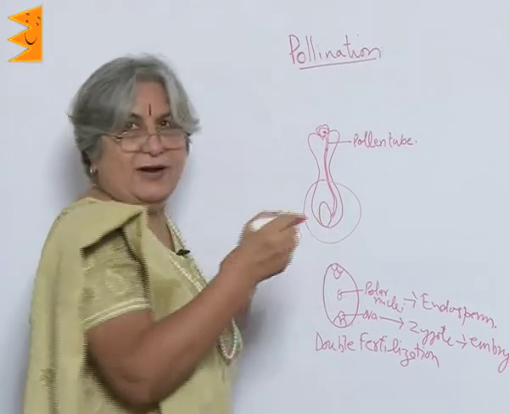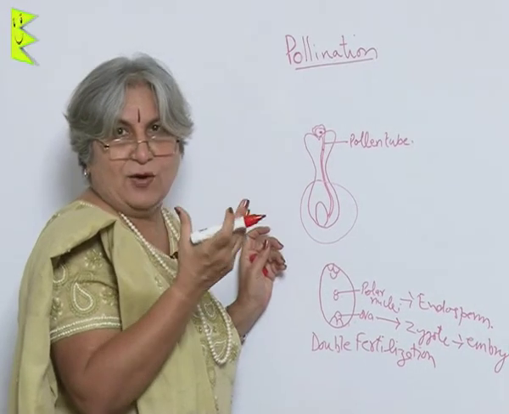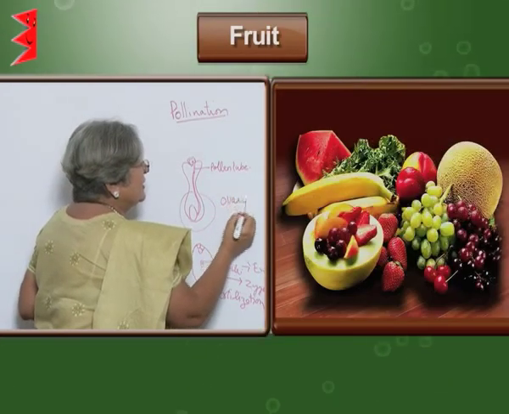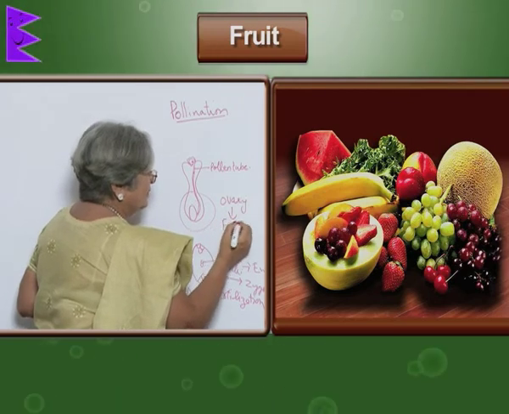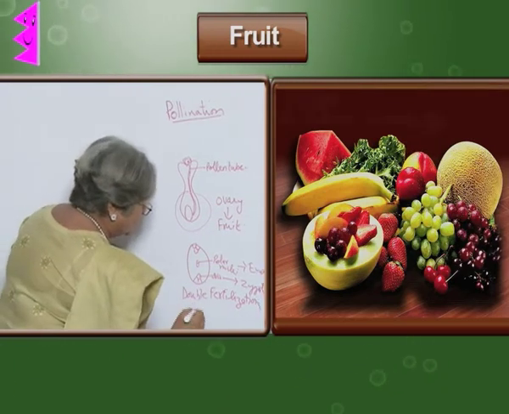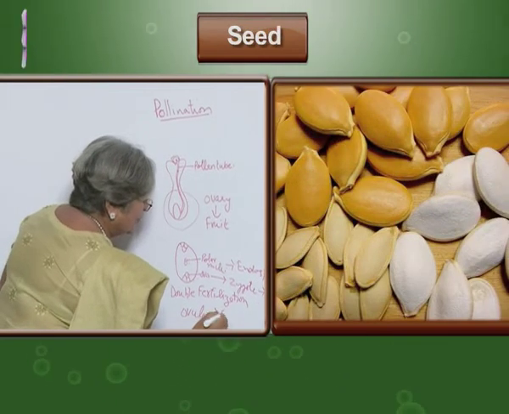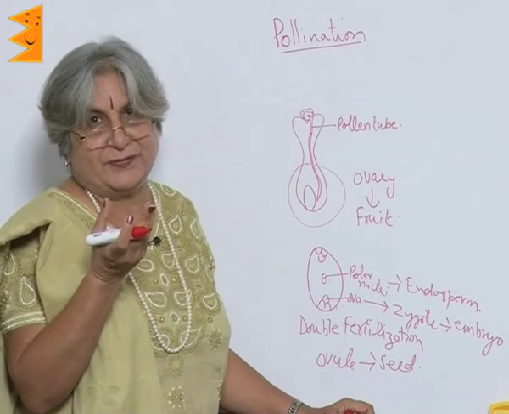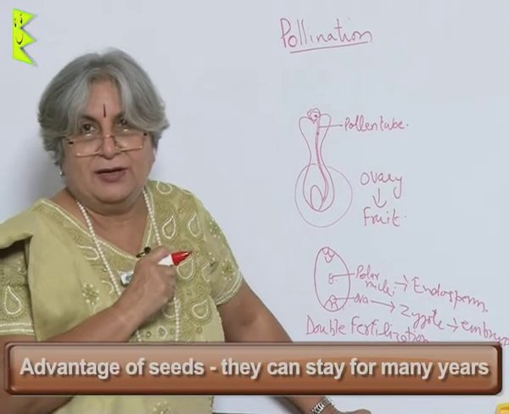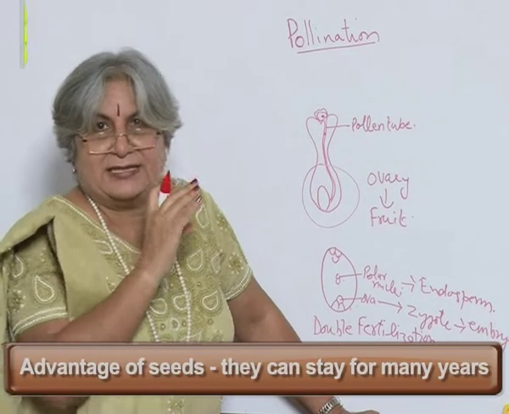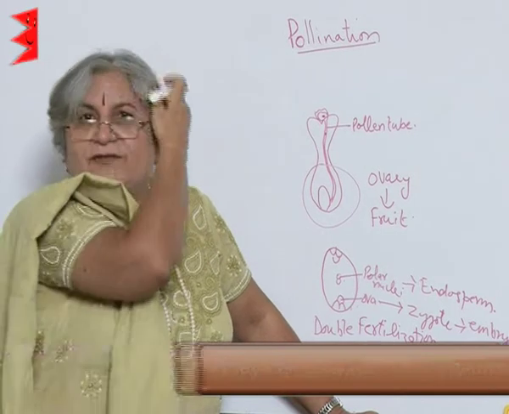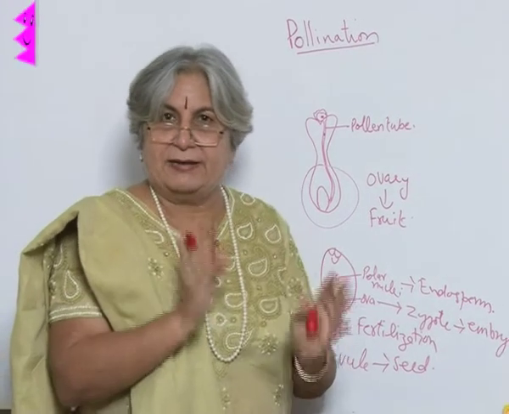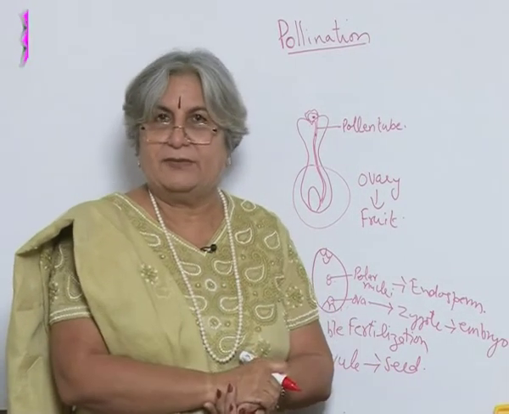So, ovary rapidly divides and it becomes thick, swollen, stores food, and what it becomes is a fruit. Ovary changes into a fruit and the ovule changes into a seed, which develops a thick coat, seed coat, once again for protection. Now, seeds have many advantages, you know. The seed can remain like seed for many years. That is how we store our grains, wheat, rice, pulses, because if they are kept in dry conditions, they can remain like that for many years.